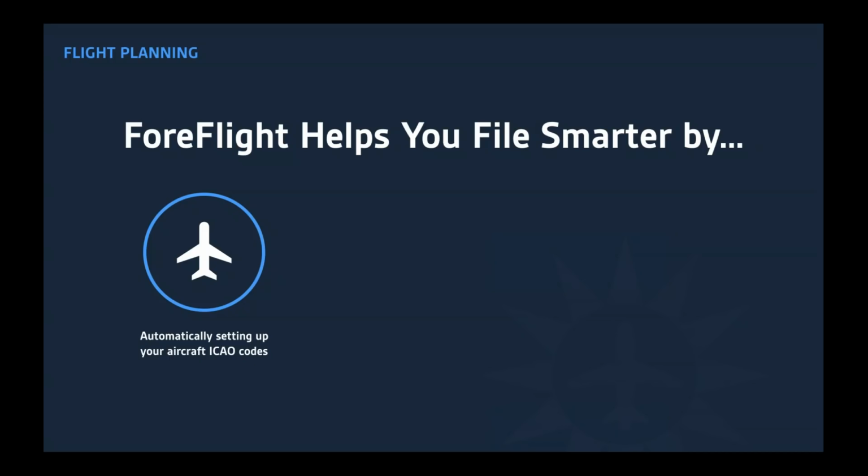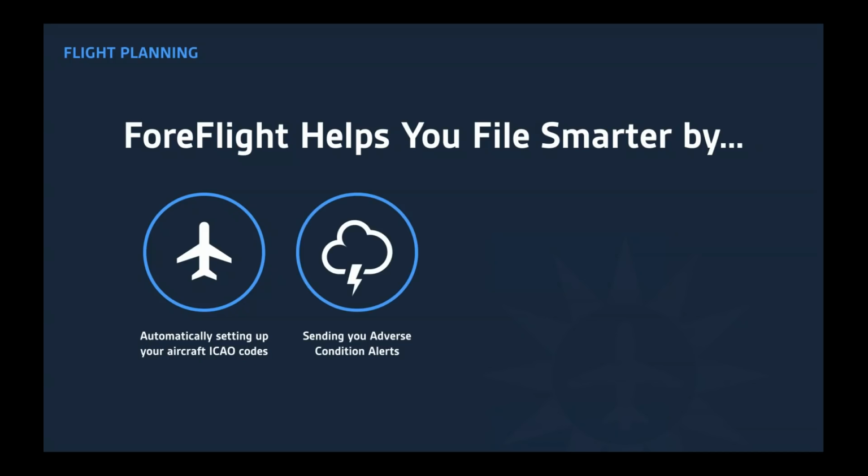When you add an aircraft to ForeFlight, ForeFlight can automatically set up all of your codes for you. ForeFlight can also send you what we call adverse condition alerts. Once you've filed, if there's a TFR that pops up or a NOTAM that pops up between your estimated time of departure and the time that you filed, we're going to push notify you of that event right to your device.